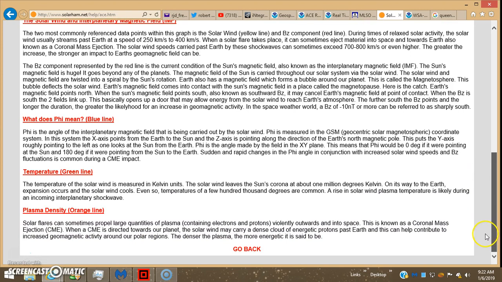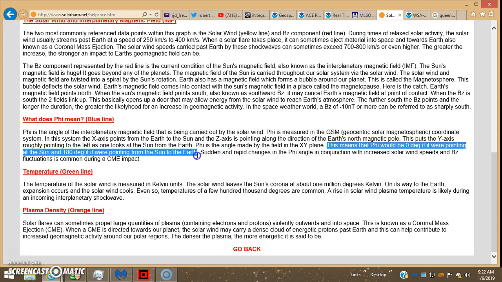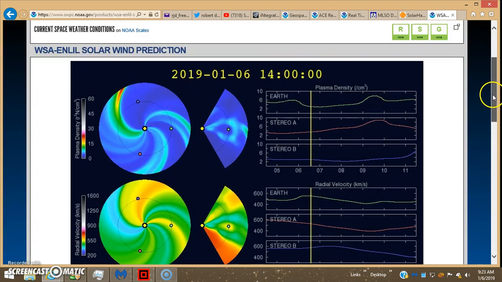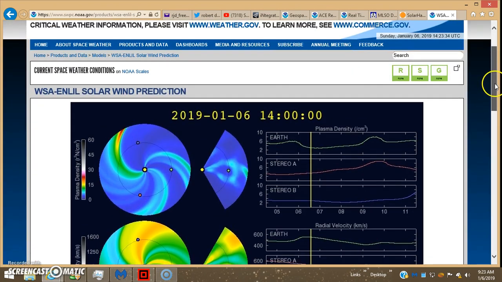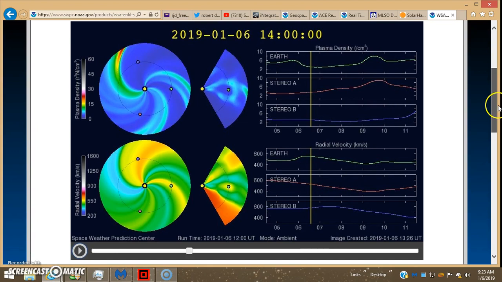And you can read this stuff. I don't have time to go through it all again, but particularly pay attention to this phi angle, which I've been referencing. Hey, here's Enlil. Here's the Enlil solar wind prediction. And this is what they put out. They're pretty good on predicting the solar wind speed, which is the radial velocity.